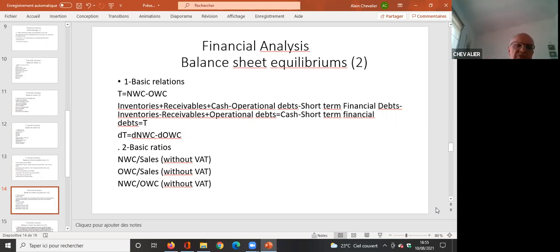If your operating working capital is lower and the ratio is only 5%, that means each time you increase your level of sales by $1, you will need only 5 cents of financial resources to finance your operations, operating working capital.